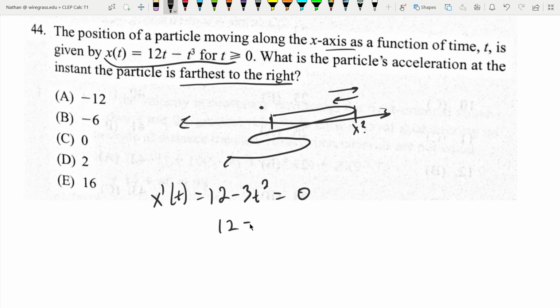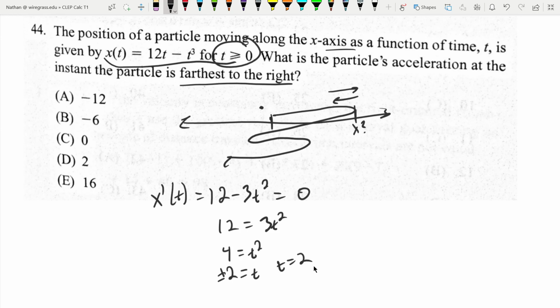This, of course, gives us 3t squared. Divide by that, you get 4t squared. So t equals plus or minus 2. And t is only greater than or equal to 0, so it has to be when t equals 2.